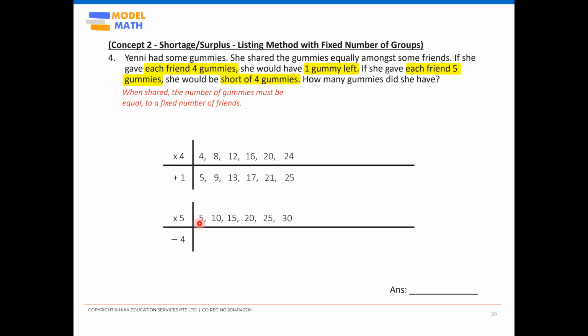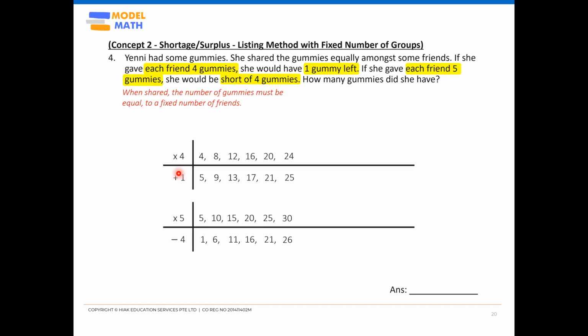So imagine, let's say I just stick with one friend first. Let's say for one friend I give 5. I tried to give 5, but I don't have enough. I'm short of 4 gummies. That means the real number of gummies I have is 1 gummy. You can think of it this way. Okay, so same thing, 10 minus 4, 6. Just minus 4 to all numbers. Okay, I'll just quickly show that.